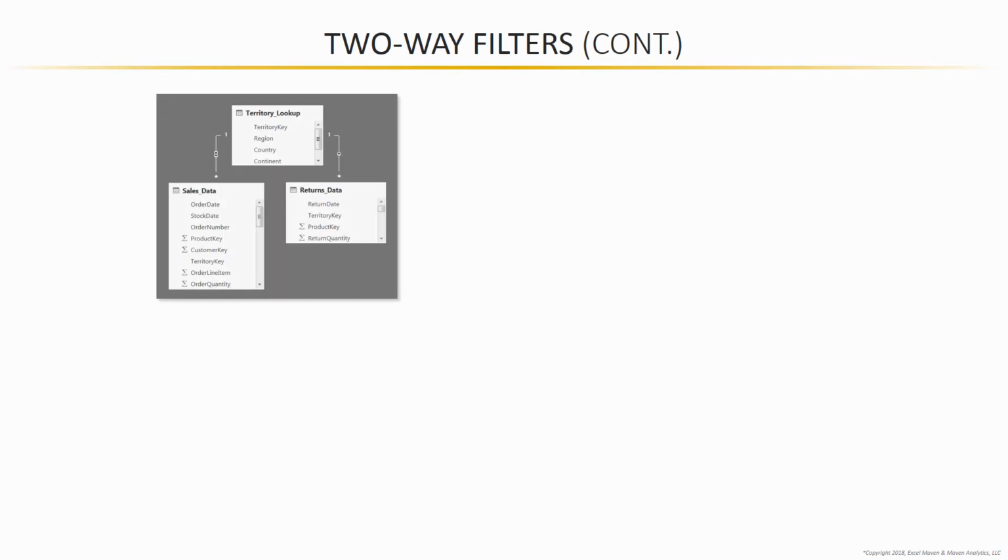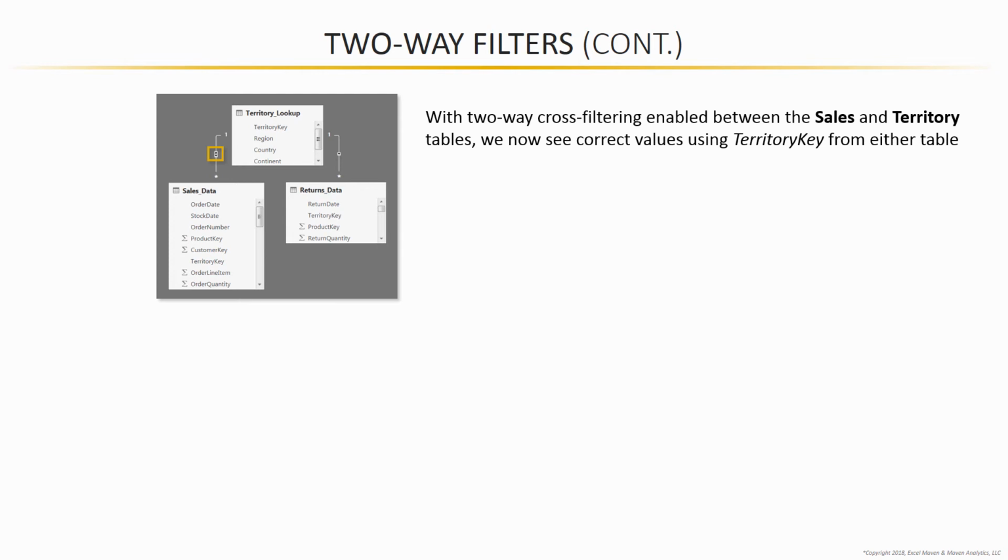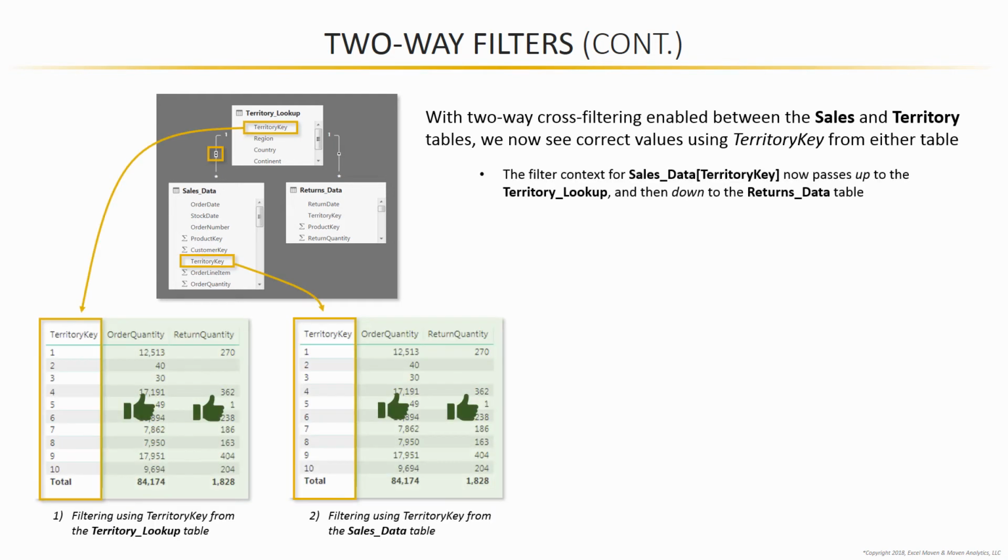Here we go, same three-table model. The only difference is that one bi-directional filter between territory and sales. And because we've enabled cross-filtering between those two tables, we can now see correct values using the territory key field from either one of those tables. So again, just like before, using the territory key from the lookup will yield proper, accurate values for both order quantity and returns quantity, since it's upstream and connected.